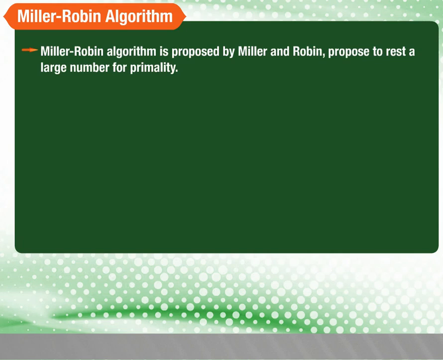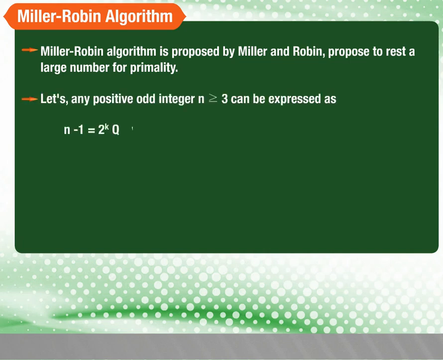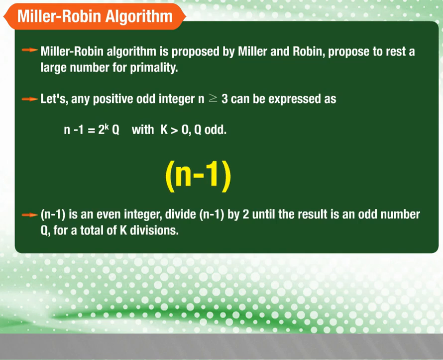The Miller-Rabin algorithm was proposed by Miller and Rabin to test large numbers for primality. Any positive odd integer n greater than or equal to 3 can be expressed as n minus 1 equals 2 power k into q, with k greater than 0 and q odd. n minus 1 is an even integer. Divide n minus 1 by 2 until the result is an odd number q, for a total of k divisions.